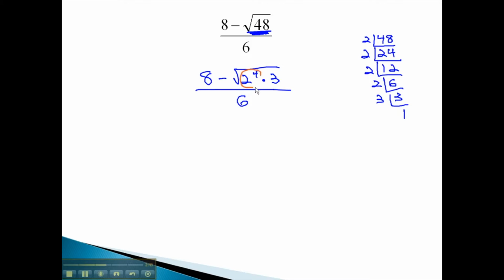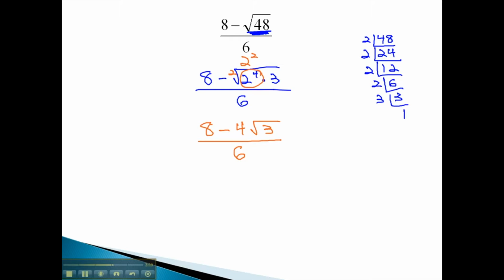We can divide the exponent on the 2 to the 4th by the index of 2 to find out how many of this number come out. 4 divided by 2 is 2, so we pull out 2 squared. We now have 8 minus 2 squared, which is 4, times the square root of 3, over 6. Now that the radical is simplified, we're ready to go back and try and simplify the fraction.